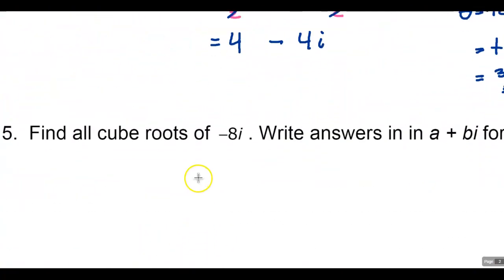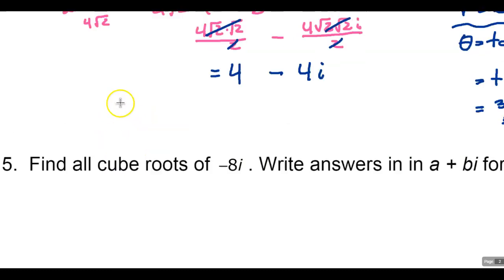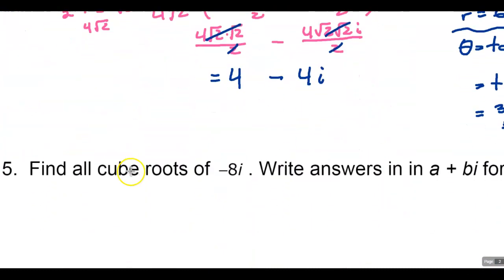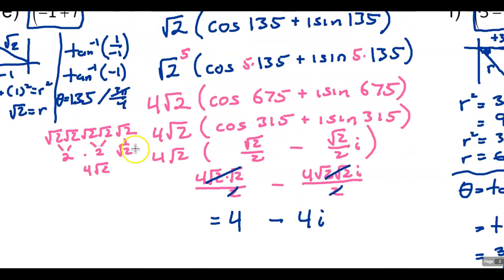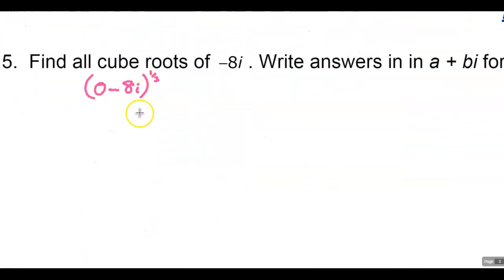All right, next, let's look at finding all the cube roots. So this is the same thing as above, but cube root implies it's raised to the 1/3 power. So if you want to, you could rewrite it like this, and what they're saying is, what is 0 minus 8i to the 1/3 power? So we'll do the exact same process as we did here, okay? With a little different twist, as you already know.